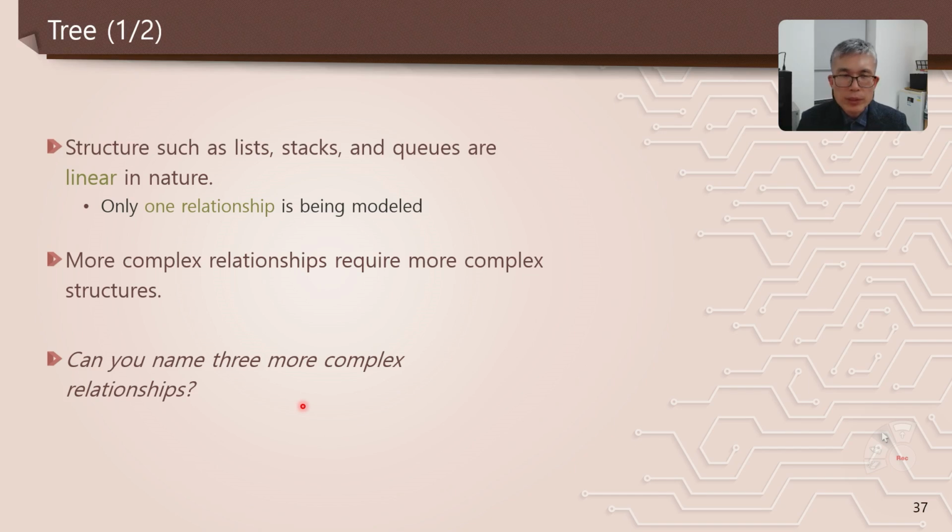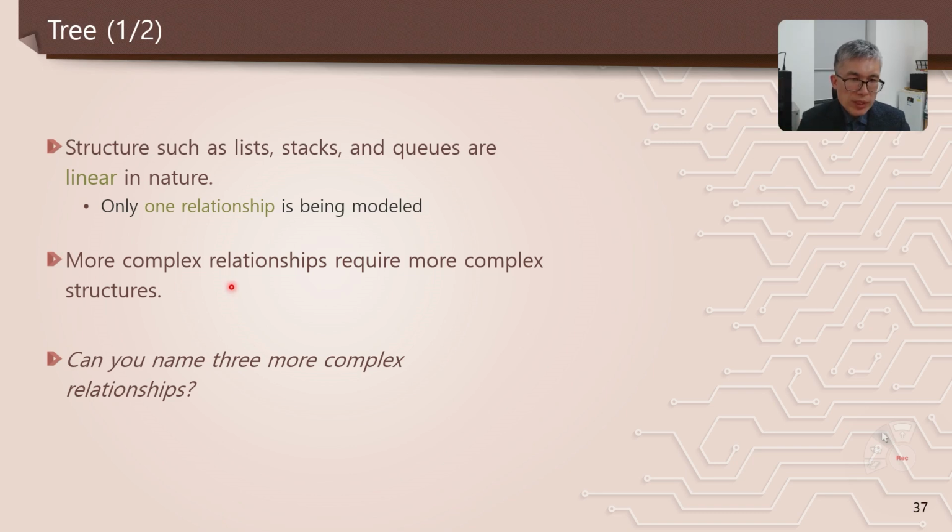Okay, let's move on. Now we'll see a more complex data structure, the tree. Structures such as lists, stacks, and queues are linear in nature. That is, only one relationship is being modeled.